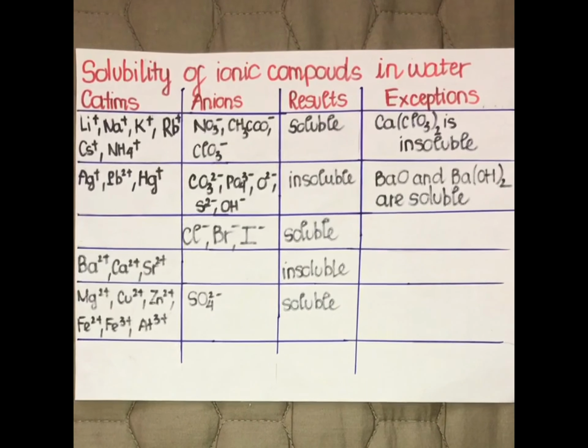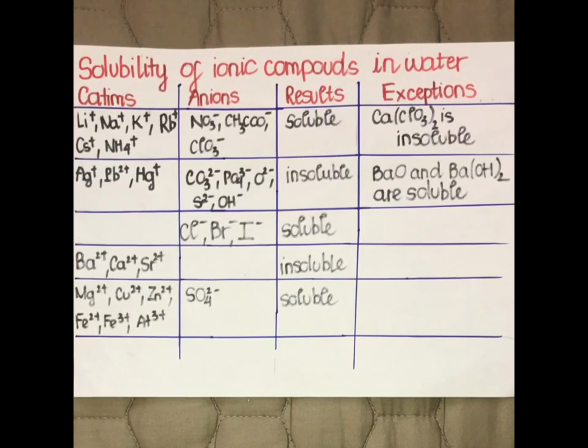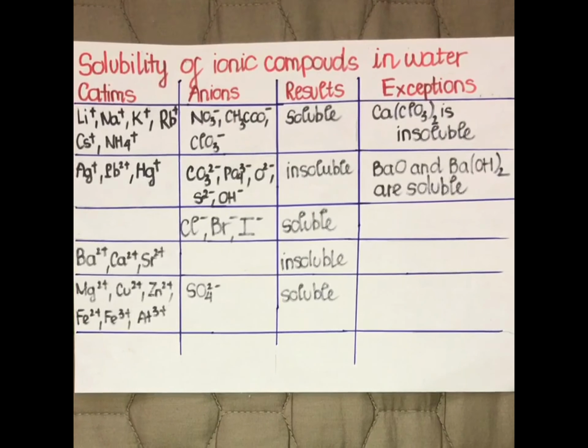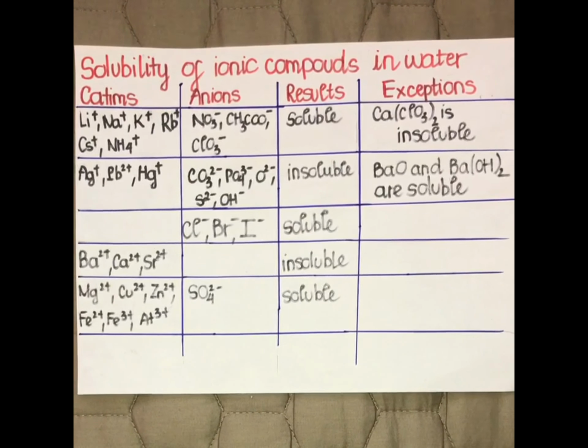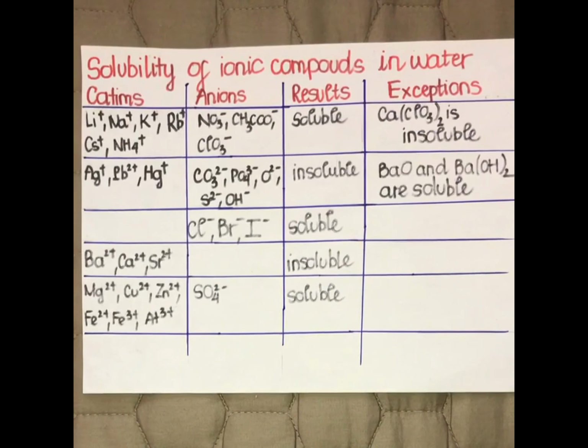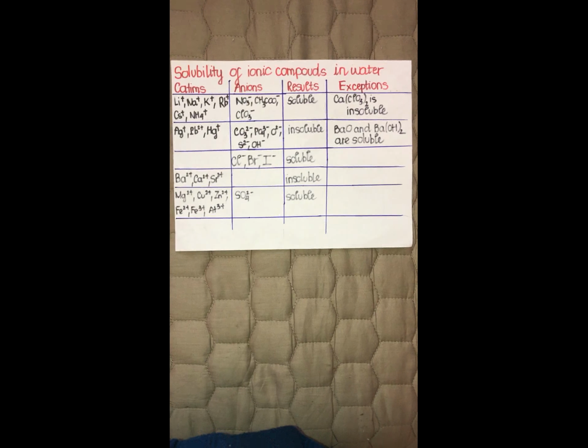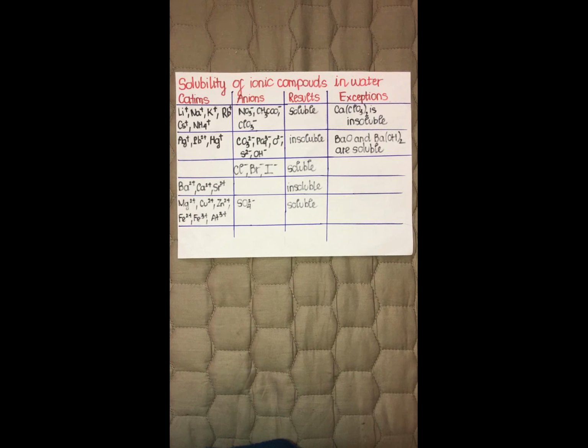Although the rules on the last page I gave you guys are helpful, I also provide this table for you guys to recognize and know better about soluble and insoluble compounds. Cations Li, Na, K, Rb, Cs, NH4 combined with anions NO3, CH3COO, and ClO3 give us the result of soluble compounds. Exceptions: calcium chloride is insoluble.